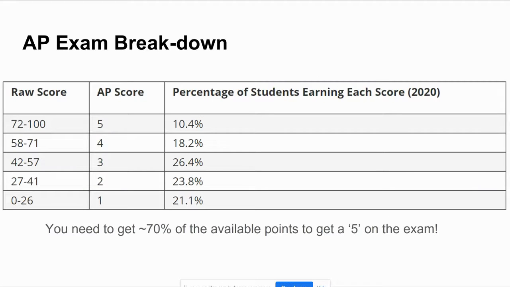Okay, now the AP breakdown, this is very general. This is the latest data, and you can see your AP test is going to be worth 100 points. You, generally speaking, need to get about 70% of the available points on this exam to get your 5. You can also take a minute, pause me, and look at the general point breakdown. Yes, anywhere between a 42 and a 57 on this test will give you your 3. And depending on what school you're going to, which I would double check, find out what your school accepts in terms of AP scores for giving you credit for this class.